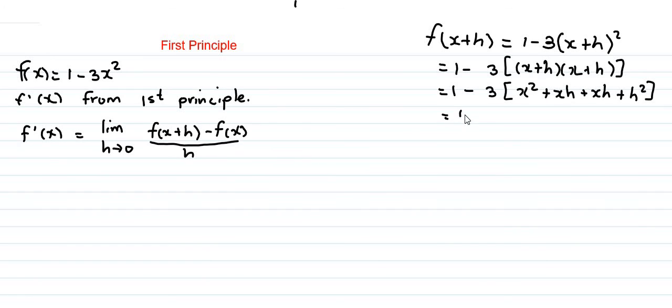And then we simplify: 1 minus 3 times x squared is 3x squared, and then xh plus xh makes 2xh. 2xh times minus 3 makes negative 6xh. And then h squared times minus 3 is minus 3h squared. So we now know that f of x plus h is 1 minus 3x squared minus 6xh minus 3h squared.